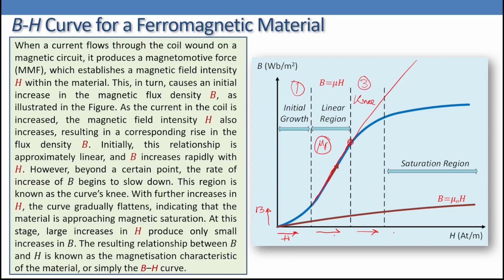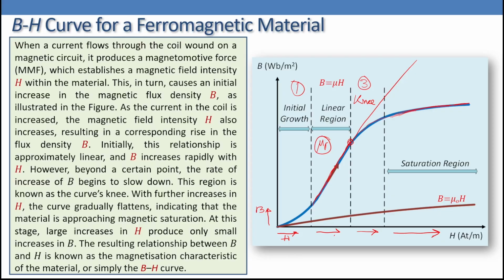If you increase H more and more, B almost stays constant after that, and that one is called the saturation region. We cannot have more flux density in this region. This is what is called the magnetization characteristics for a magnetic material or for a ferromagnetic material. Simply we call it the BH curve.